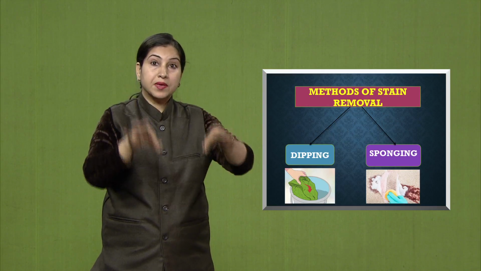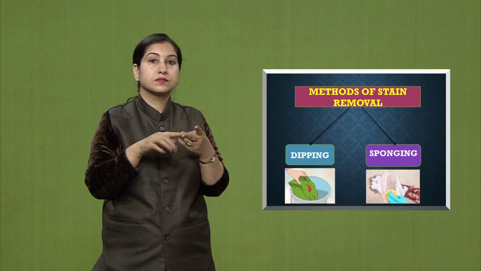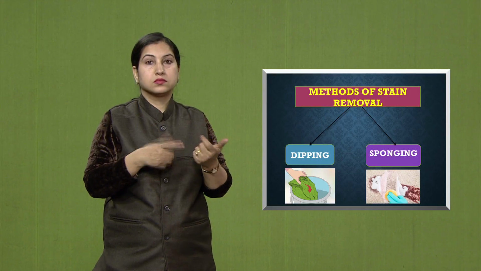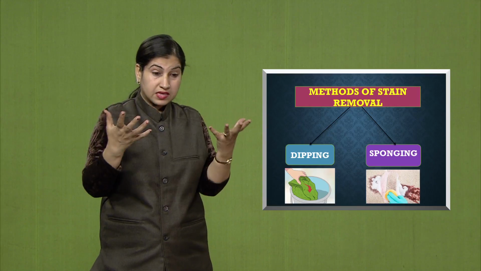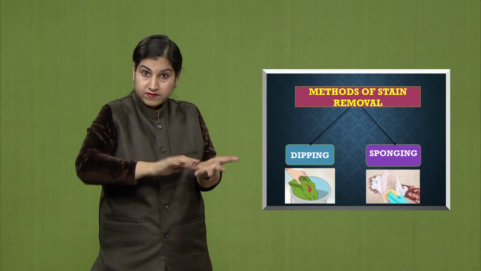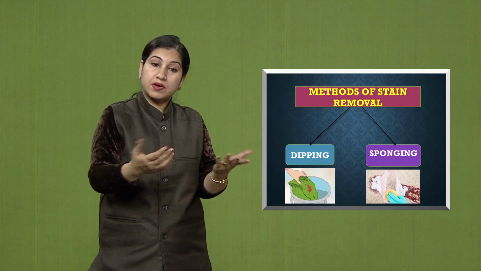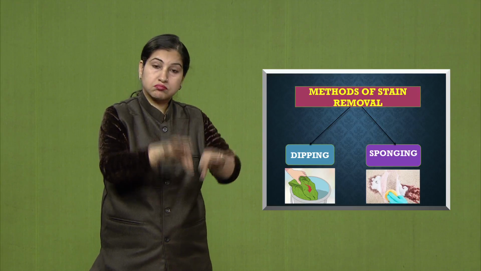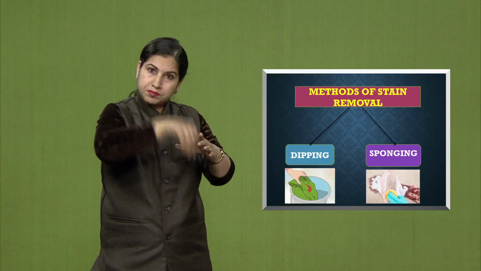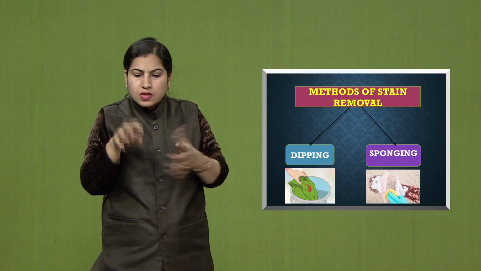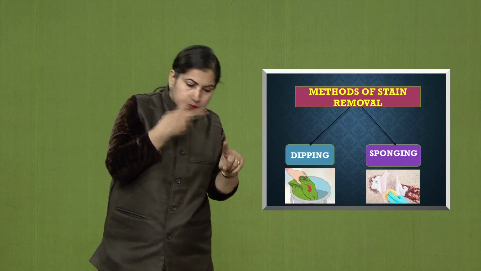Second is dipping. It is a method suitable for you to remove stain if there are many or large stains on the fabric. You should immerse the entire fabric in the stain removing agent. You can choose a stain removing reagent depending upon the type of stain.